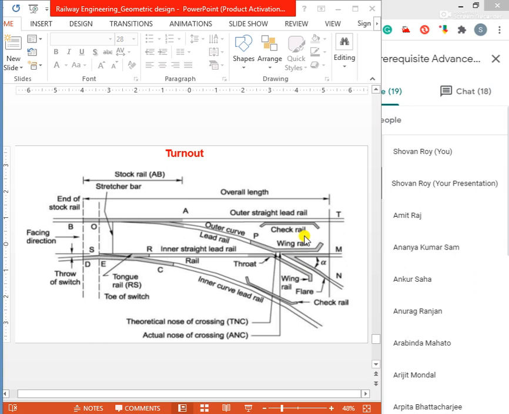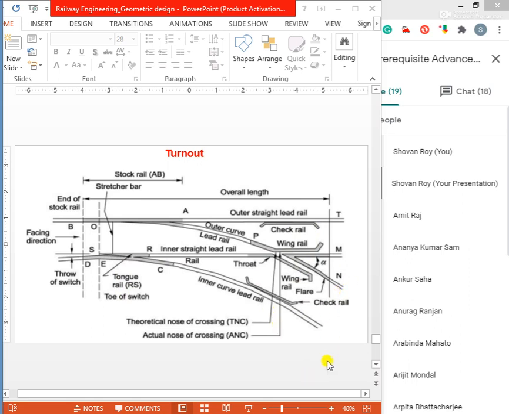As a civil engineer, we are going to achieve a basic idea of railway engineering. These check rails, wing rails, tongue rails and stock rails are always the same and are used in Indian Railways. These are the common features, the common elements used in the railway track.